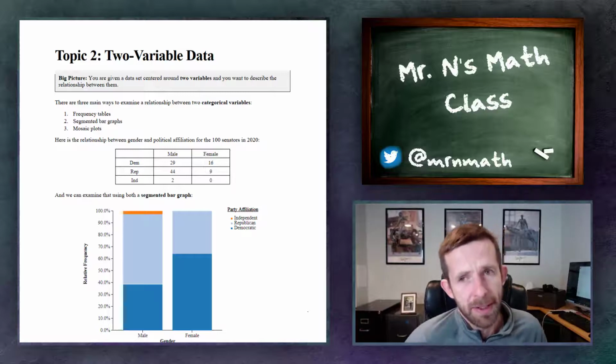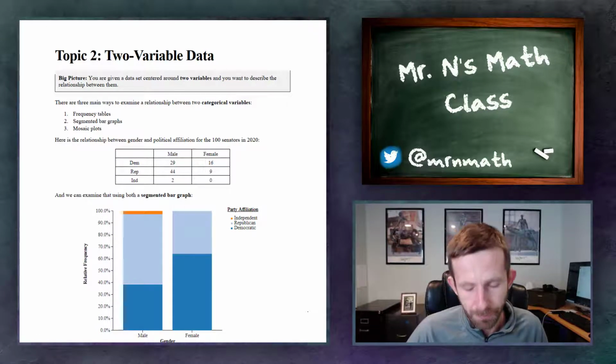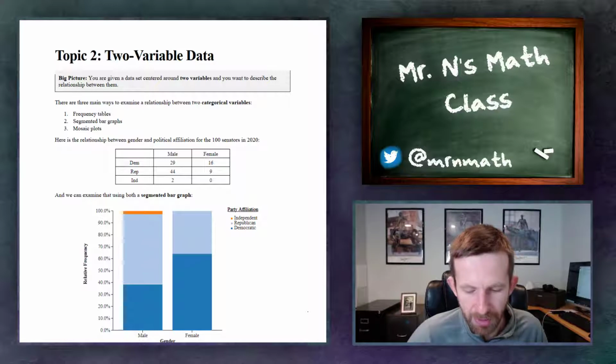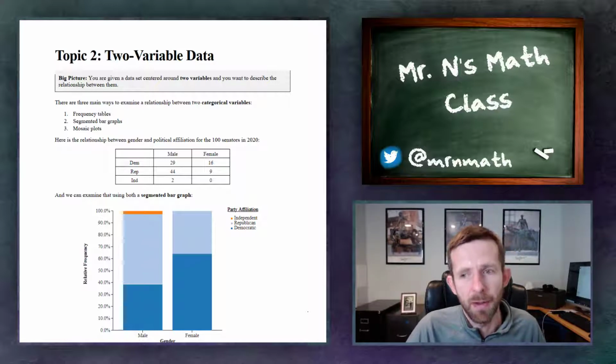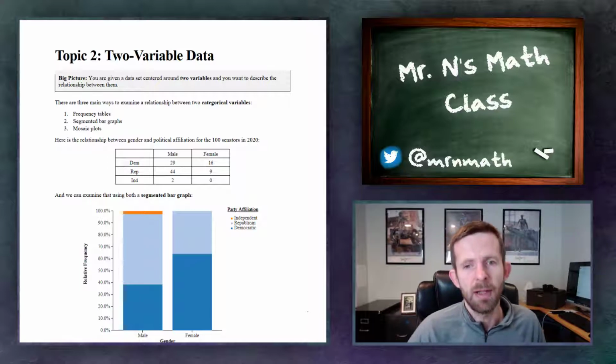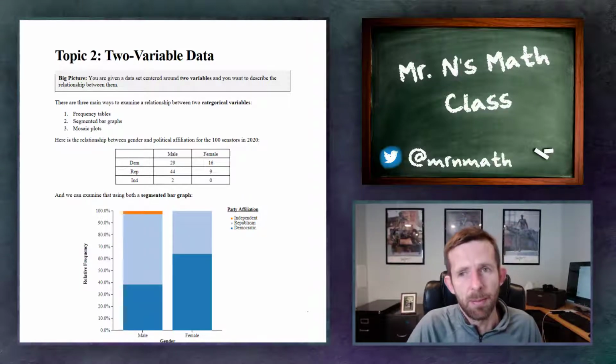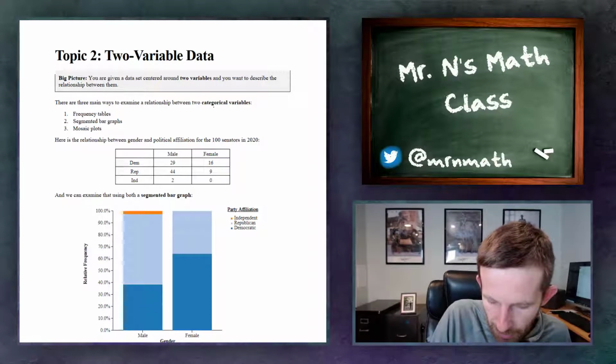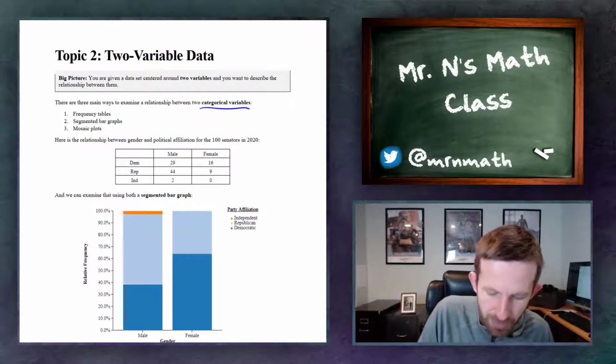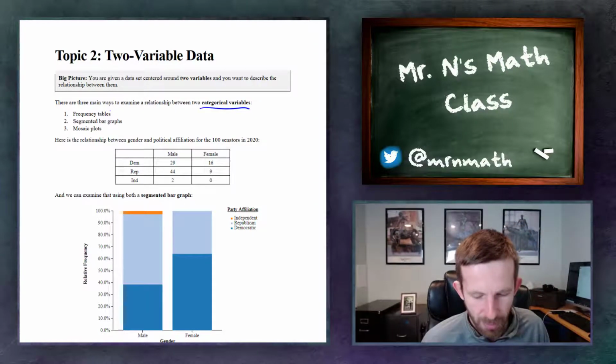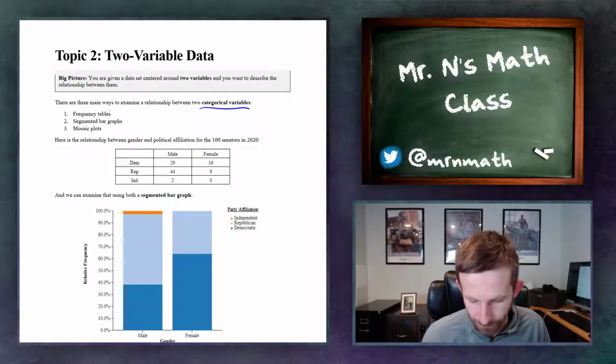All right, let's look at the second topic, which is two-variable data. So the big picture there is you're given a data set centered around two variables, and you want to describe the relationship between them. So there are three main ways to examine a relationship between categorical data. Categorical data is the data that is put into categories. So there's frequency tables, segmented bar graphs, or Mosaic plots.